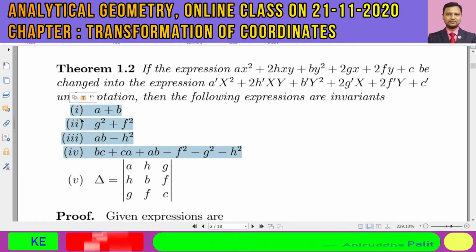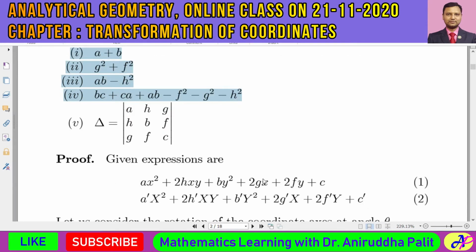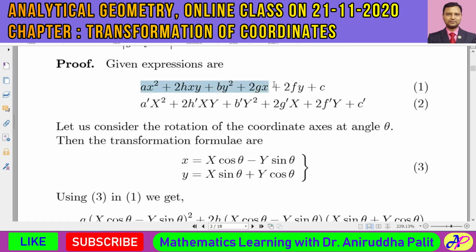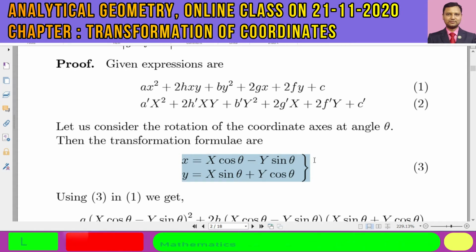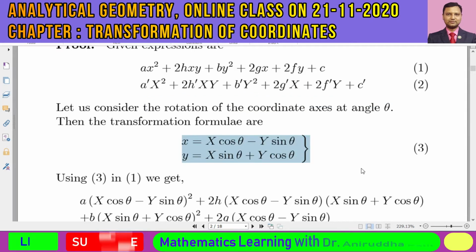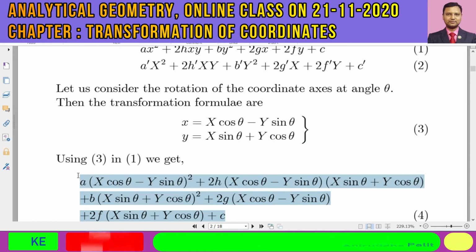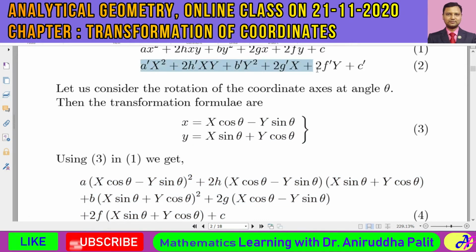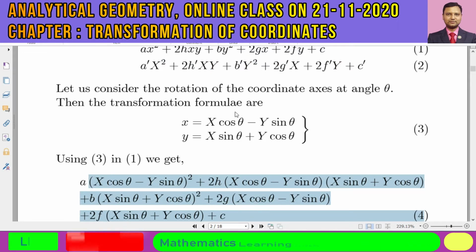We proved these four results in the last class. During that time, if this is the given expression and this equation number 2 represents the transformation formula, we know that this is the general form of the rotation. Whenever we put this equation number 3 in equation number 1, we get this large expression, and that has to be the same as this other expression. Therefore we compare the similar terms, that means the coefficient of x square with the coefficient of x square from this expression, similarly the coefficient of xy with the coefficient of xy, and so on.